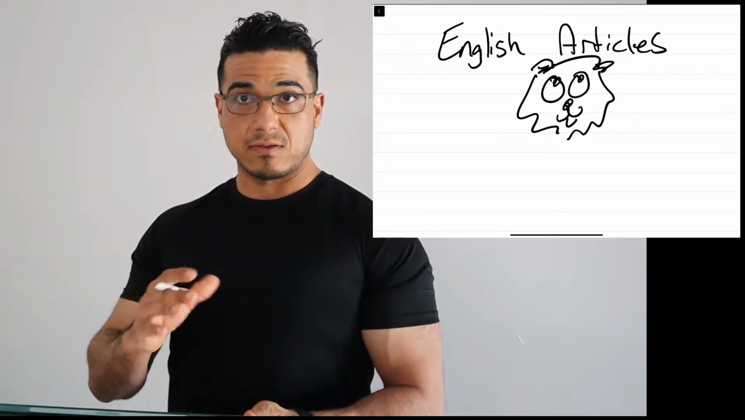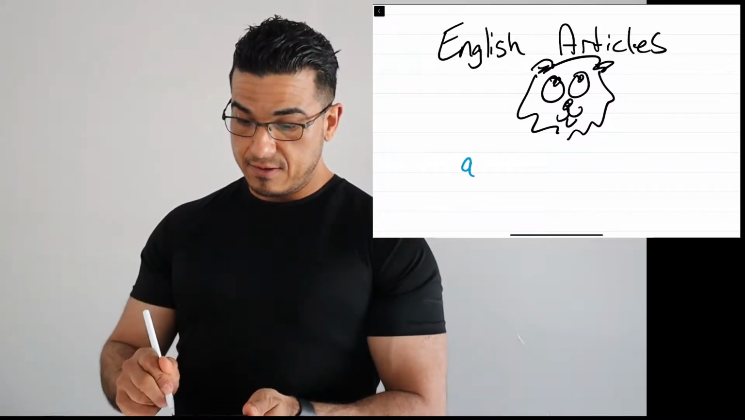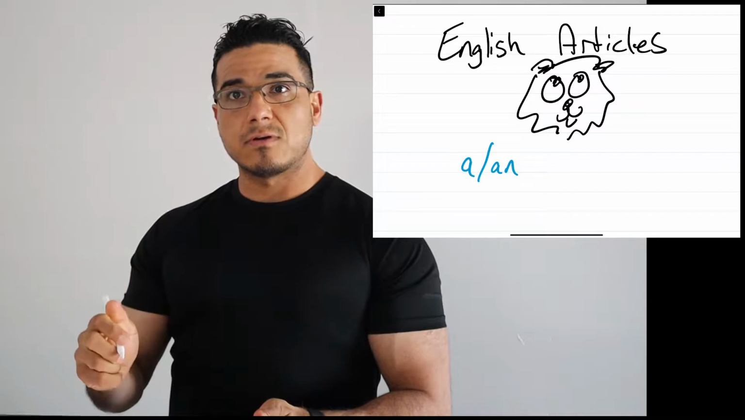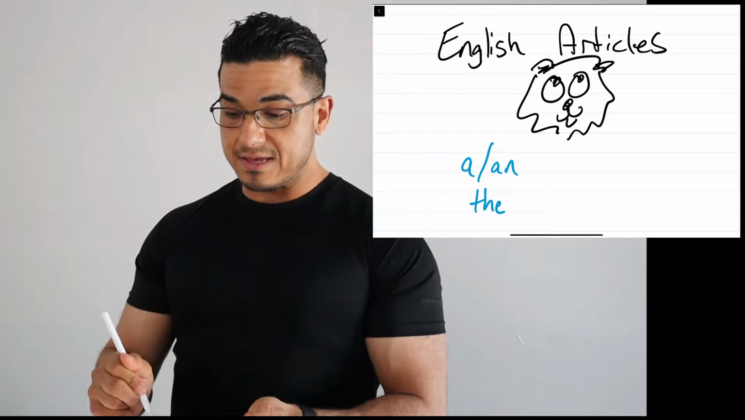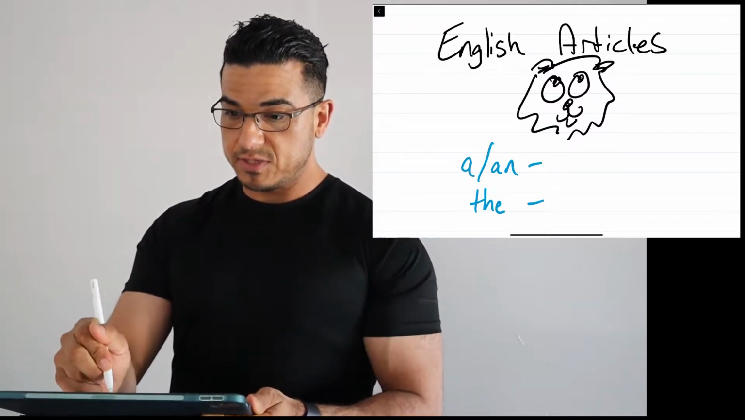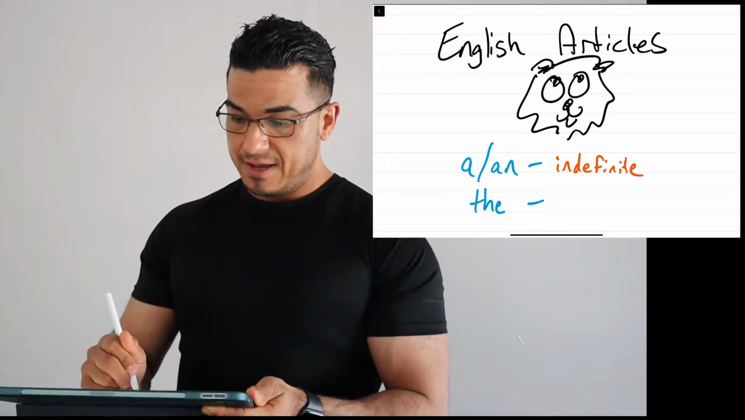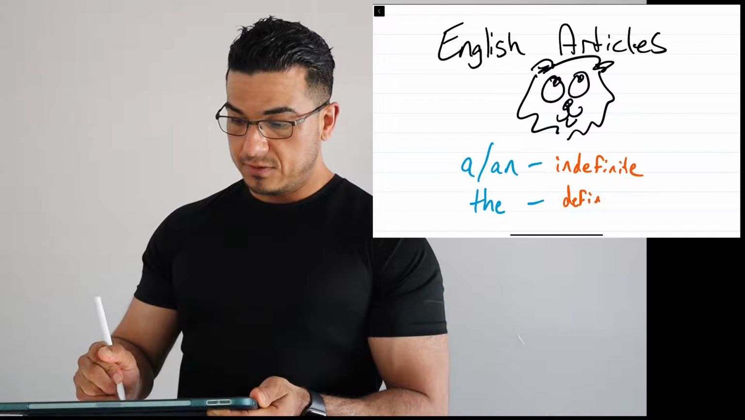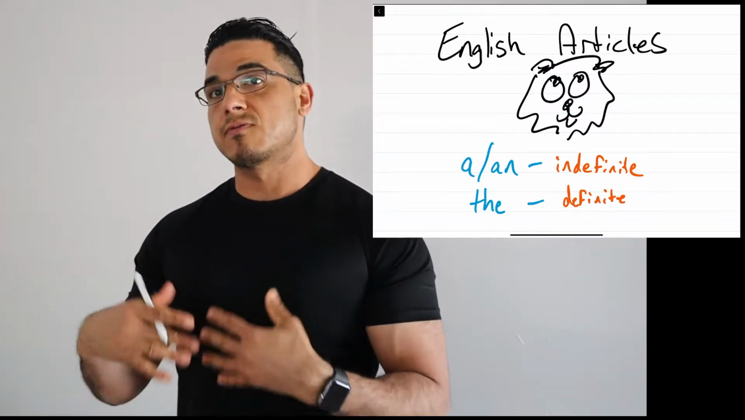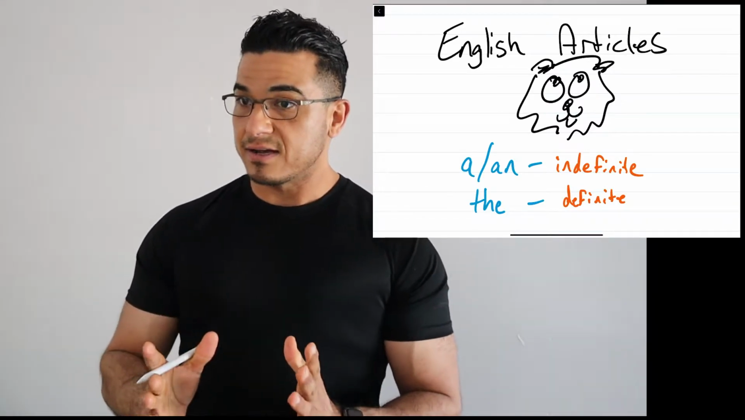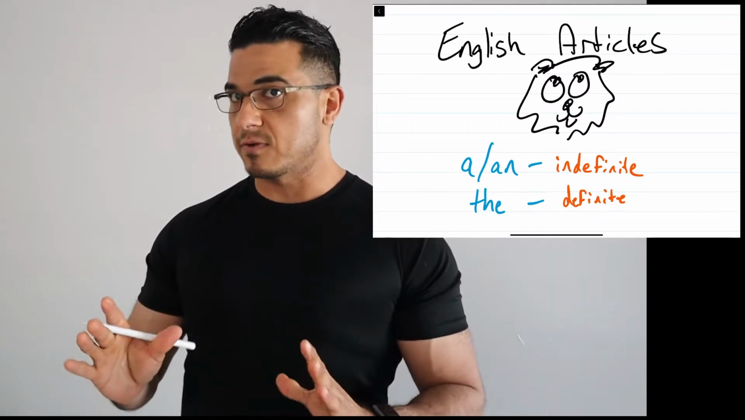If we were to look at the three articles in English, we can see that they exist as a or an. These are what's called indefinite articles. And then we have the third article, which is the, which is a definite article. So this is, excuse my handwriting, indefinite. And this is the opposite, which is the definite article. Anytime you're using a or an and referring to a noun, you're referring to a non-specific noun. Nothing in particular, it's very general, very broad.